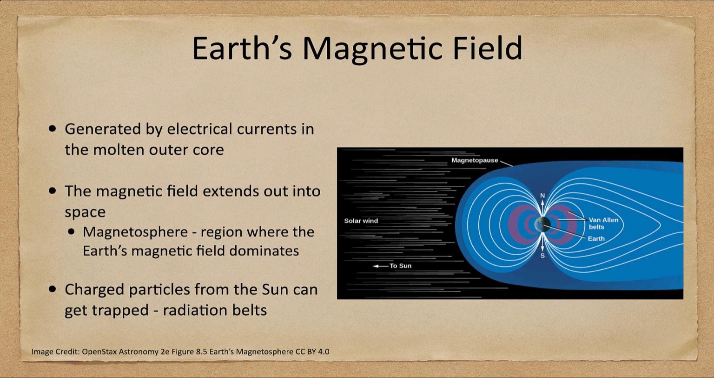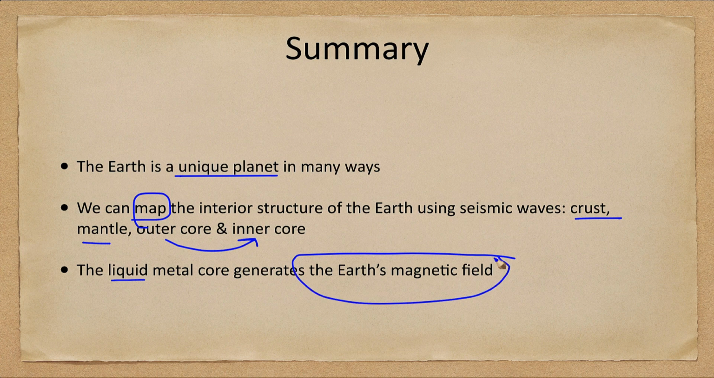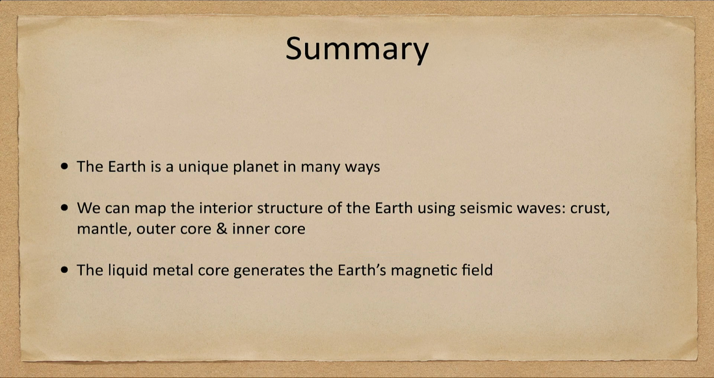So let's go ahead and finish up with our summary. We looked at the interior of Earth and looked at how Earth is a unique planet in many ways. We learned how we can map the interior structure of Earth using seismic waves. And we found the crust, the mantle, and then the outer and inner cores. And we also looked at how the liquid portion of the outer core generates Earth's magnetic field, which helps protect us from charged particles from space. So that concludes this lecture on the interior structure of the Earth.